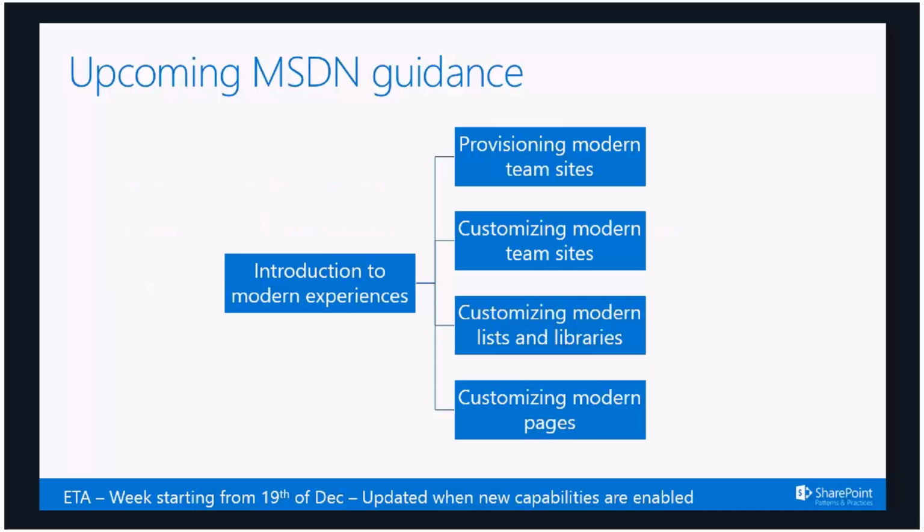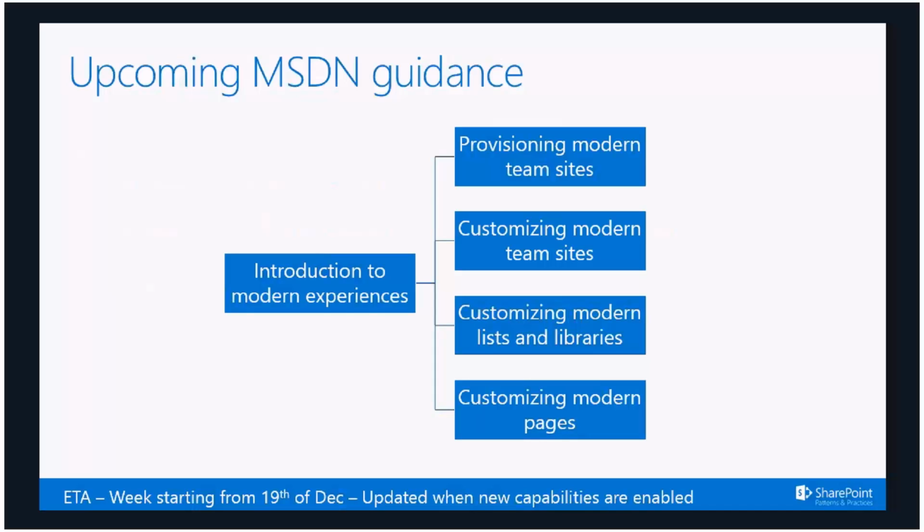The first one is around provisioning modern team sites, how to do that. What are the APIs? What do I need to do to make that happen? The second one is the customization options in the modern team sites. So what's available, what can I do, how do I do that, and all of that.